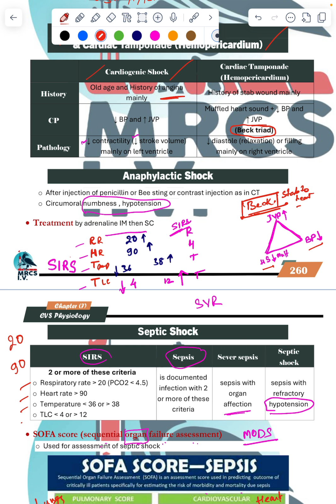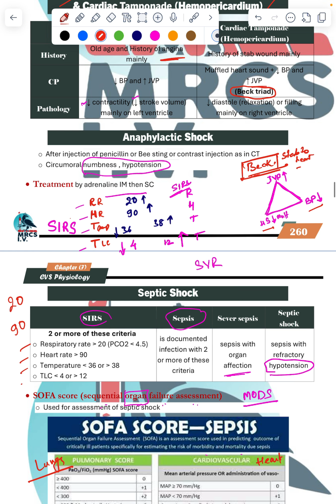Anaphylactic shock, there is injection of penicillin or bee sting, suddenly circulatory hypotension. Treatment is by intramuscular or subcutaneous adrenaline. This is the question, why do you give intramuscular or subcutaneous adrenaline?